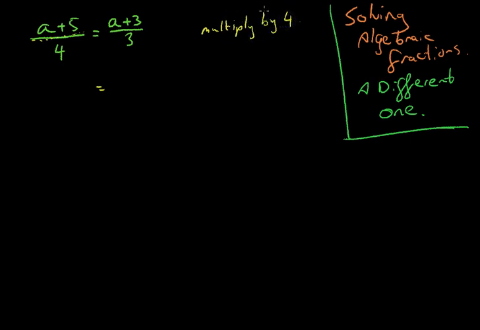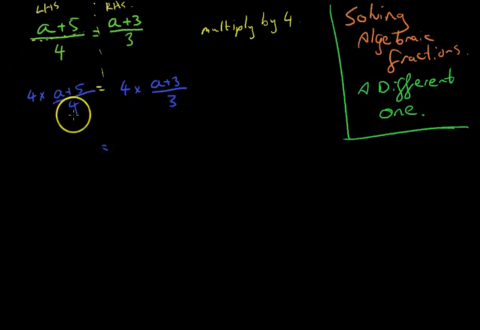by 4. Now we need to do that to both the left-hand side and the right-hand side. So let's do our best here. Let's try to get rid of this divide by 4 first of all. So we'll have 4 times A plus 5 divided by 4. Now that 4 times means multiply the entire left-hand side by 4. And then I'm doing the same on this side. 4 times A plus 3 over 3.